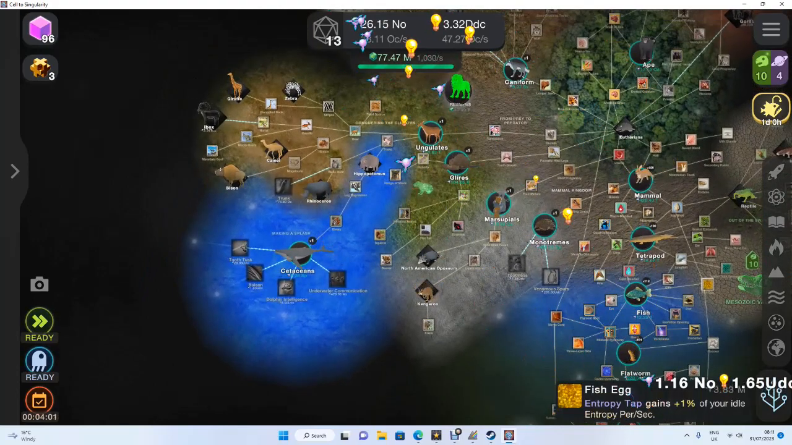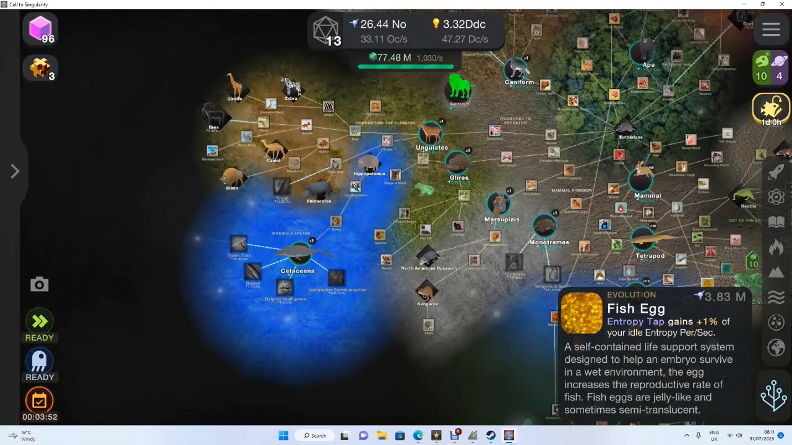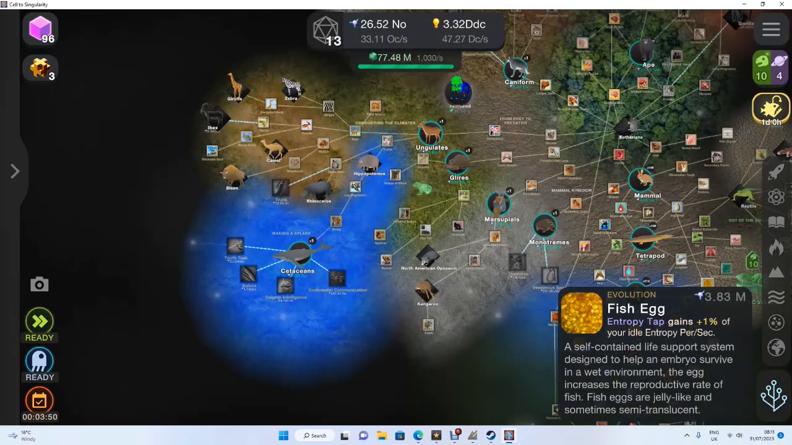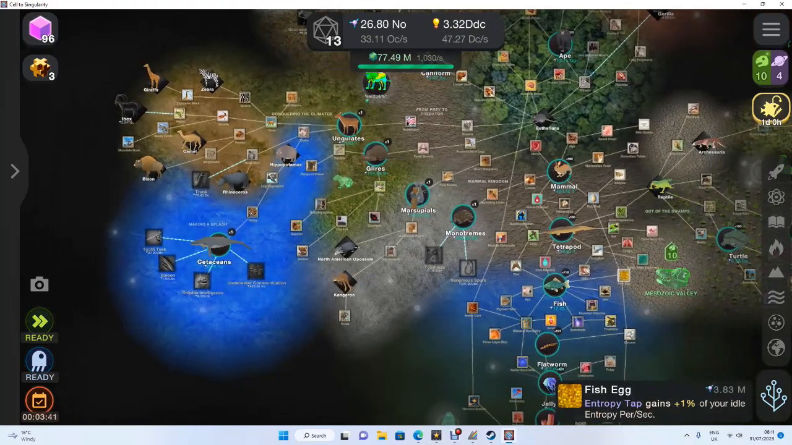Fish egg. A self-contained life support system designed to help an embryo survive in a wet environment. The egg increases the reproductive rate of fish. Fish eggs are jelly-like and sometimes semi-translucent. Why do you describe it that way?